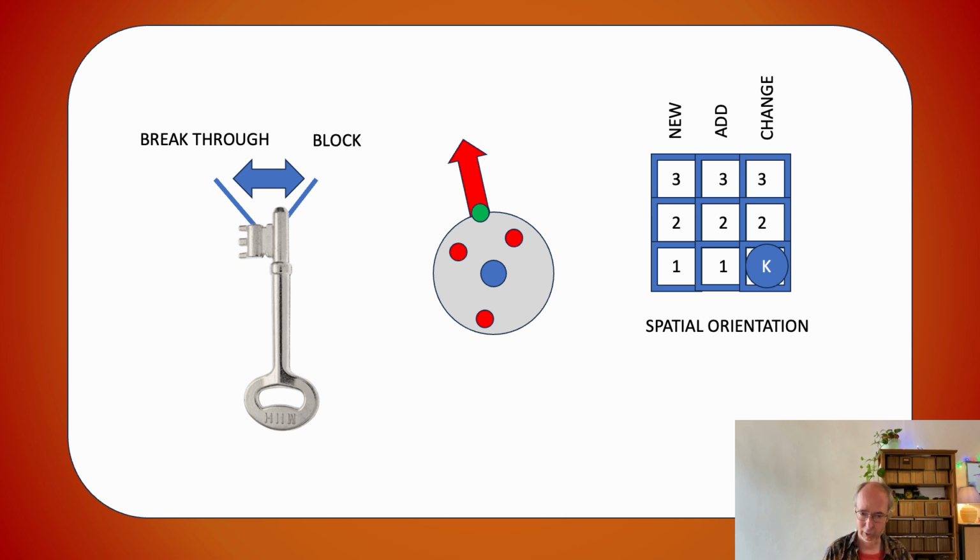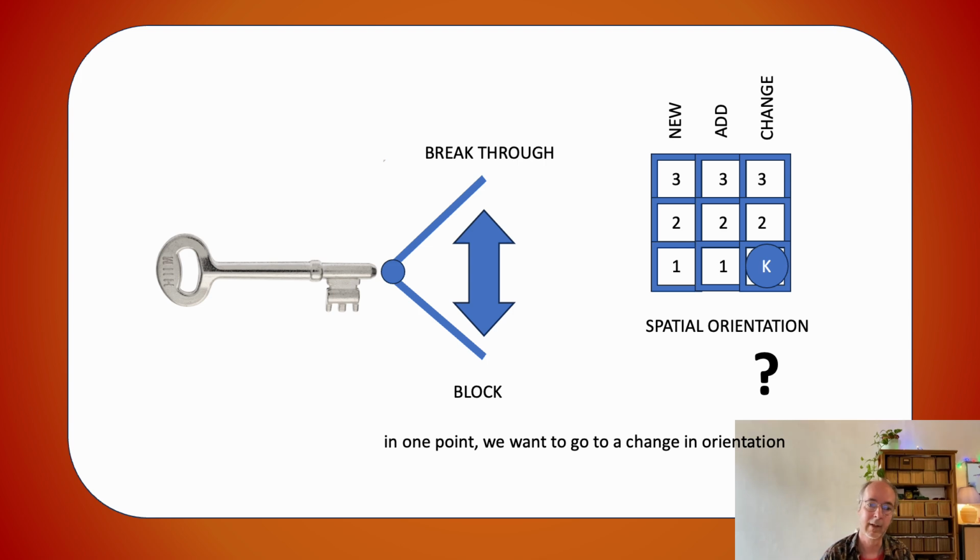With the K, you're not sure. You have the central position, I have the key, I put it in, and I'm not sure if it will open the door, yes or no, in this central point of position. Do you understand how it is? I think it's understandable. So it will either be a breakthrough or it will block. In just this one point, we want to go to a change in our central orientation, and we want to go further from there. What's the next letter?